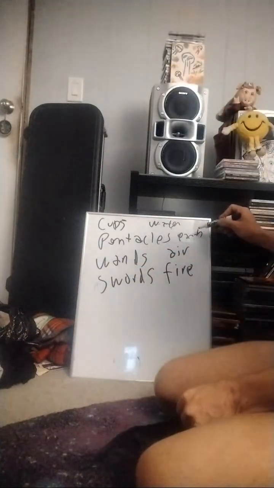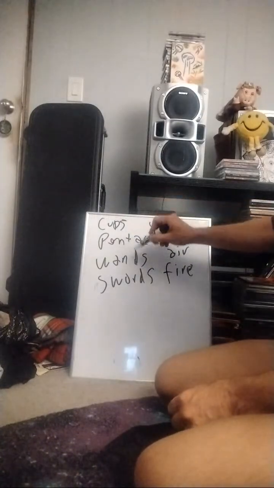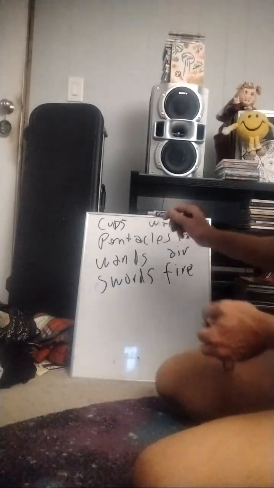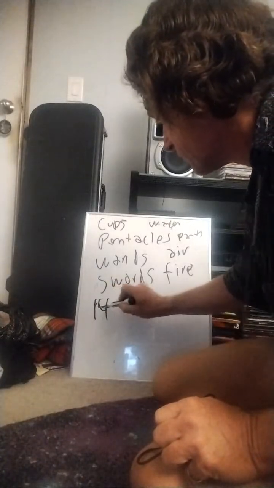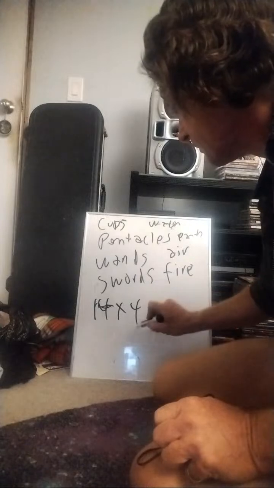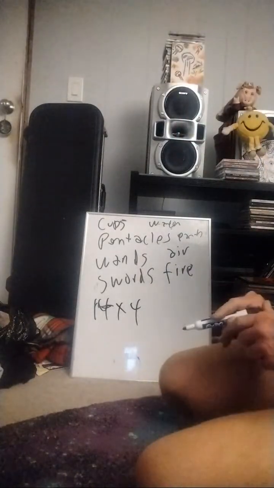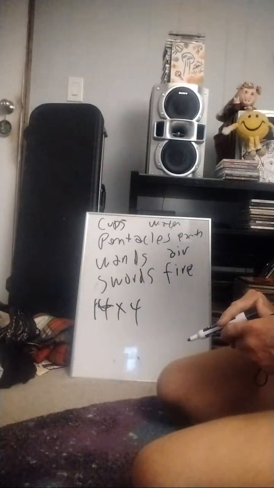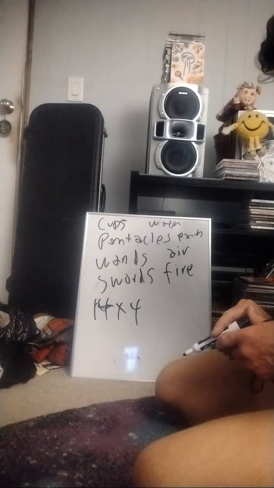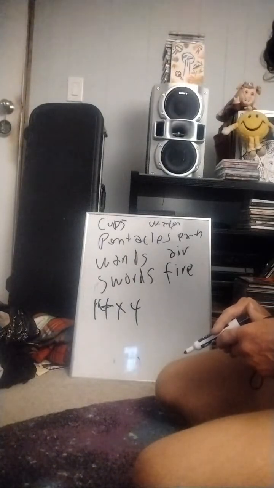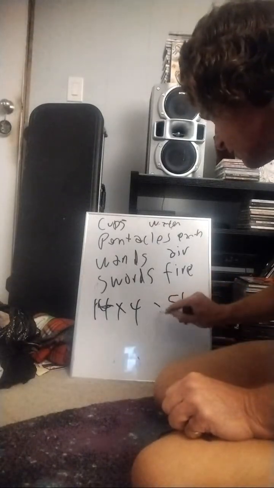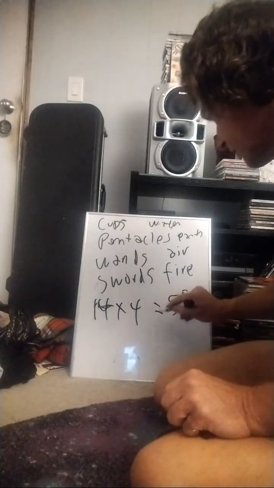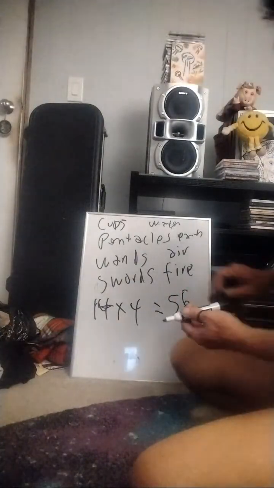Astrology. Water, earth, air, and fire are cups, pentacles, wands, and swords. So you have 14 per suit, like I said, times 4, which is, let's see, 14 times 4, 56. So far you have 56 cards in tarot cards, but I'm not done yet, that's just so far.